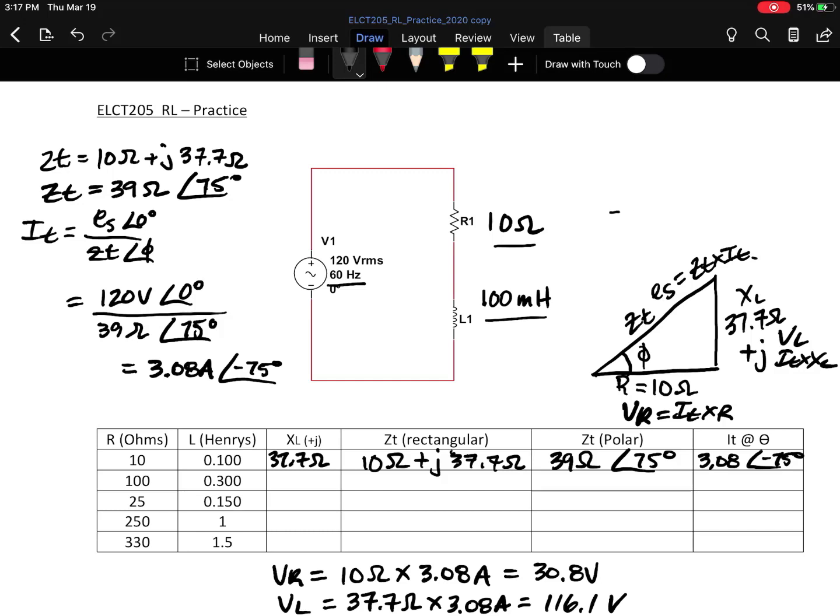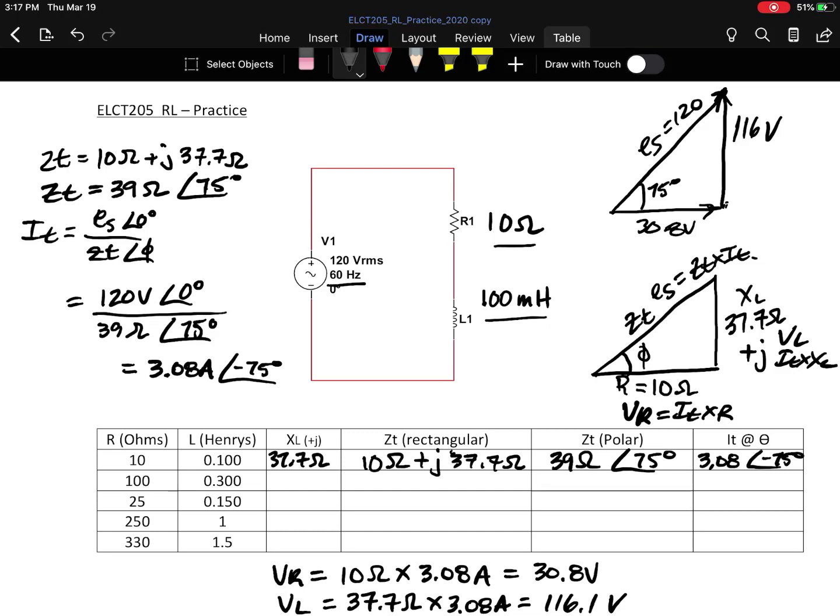So what does that look like? We had our voltages there. So we're going to have 30.8 volts, and we're going to have a plus j value of 116 volts, and that means the hypotenuse here, ES, we know better equal 120 volts. What's this angle going to be in here? Well, it'll be an angle equal to phi, our angle of impedance, which we said was 75 degrees. Now, notice how we said the current lagged that applied voltage.